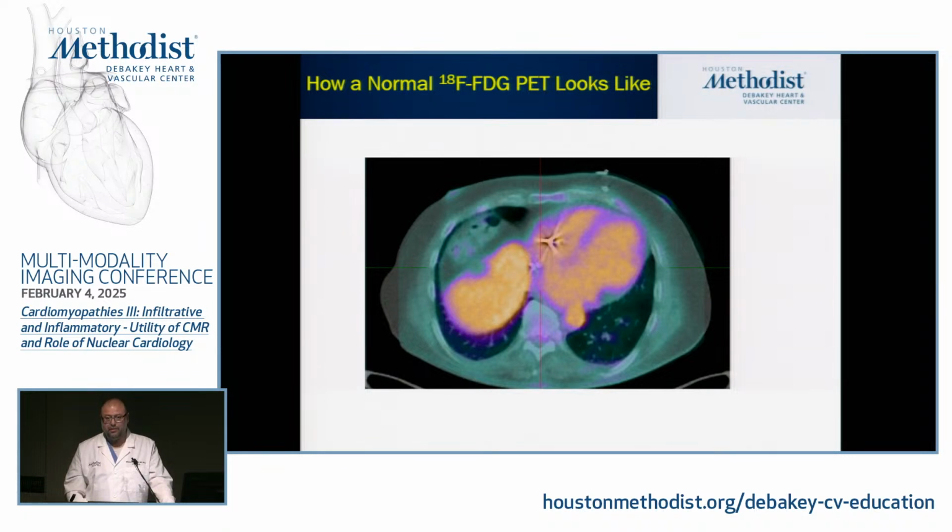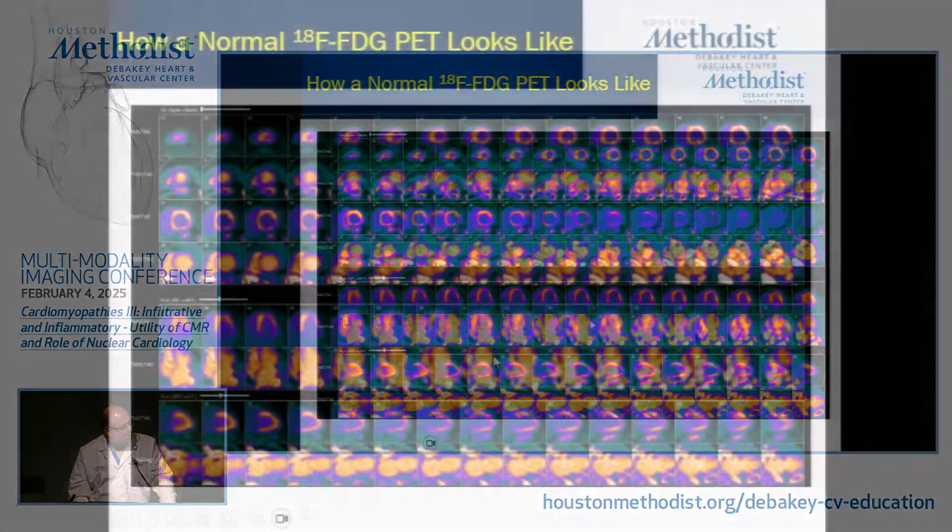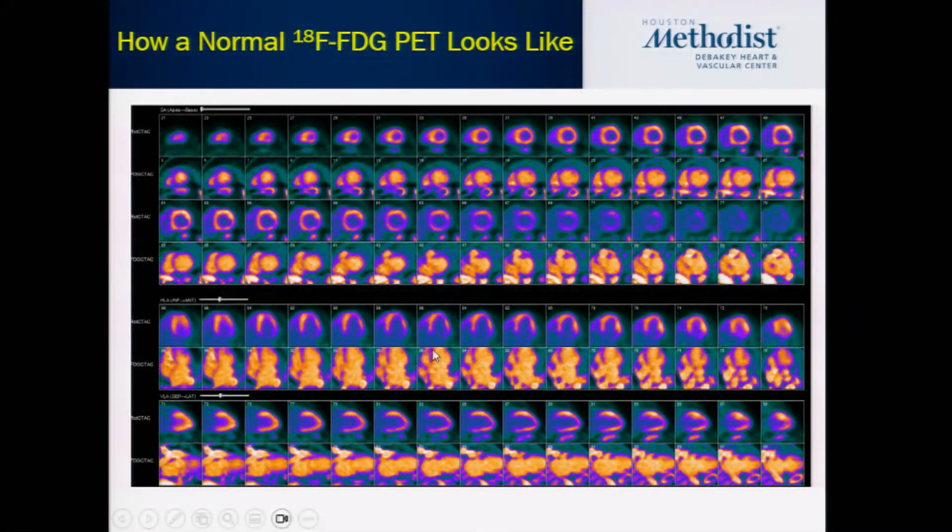A normal study will look like this, where you see the myocardium, but you see all the FDG in the blood pool because there are no inflammatory cells. But if there are, this is how it looks on every scan. We look at it in short axis, we can look at it in long axis also, and you can see the heart, and you see the different walls without any FDG uptake.